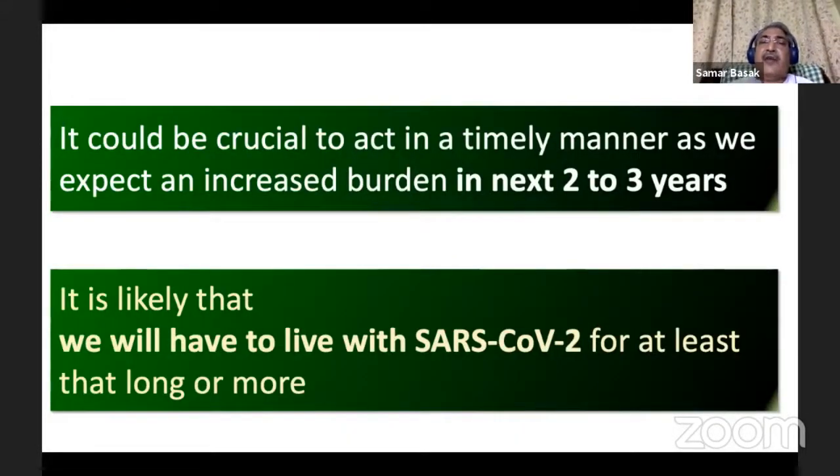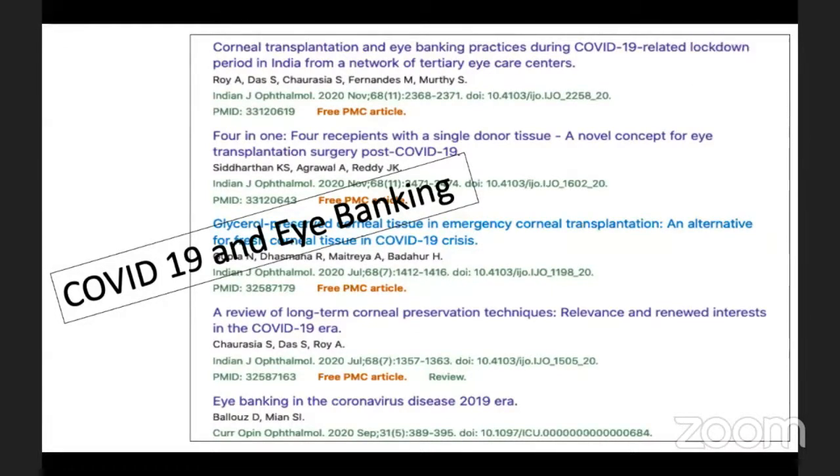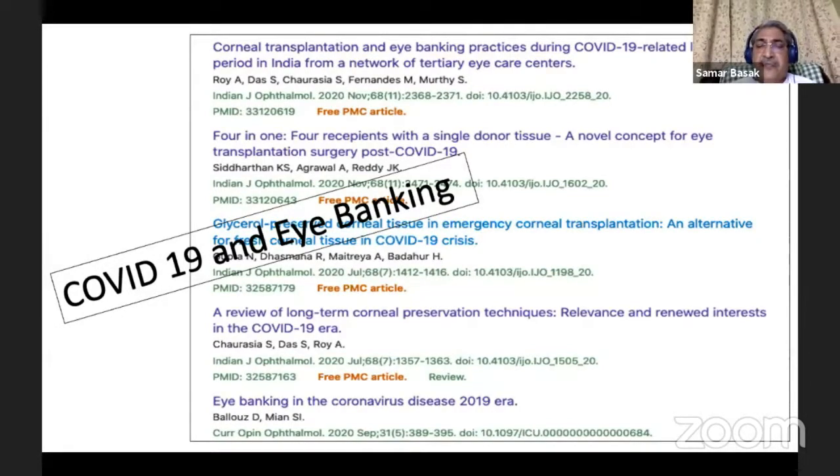It could be crucial to act in a timely manner as we expect an increased burden in the next 2 to 3 years. And it is likely that we'll have to live with SARS-CoV-2 for at least that long or even more. There are many articles on COVID-19 and eye banking. You will see a lot of publications. There is a decrease in donor pool and the demand is remaining the same.